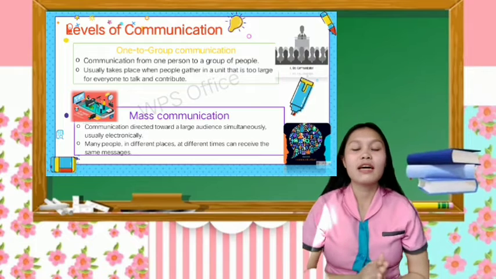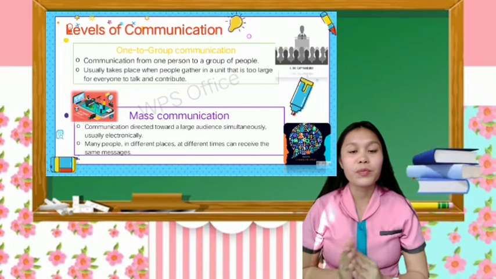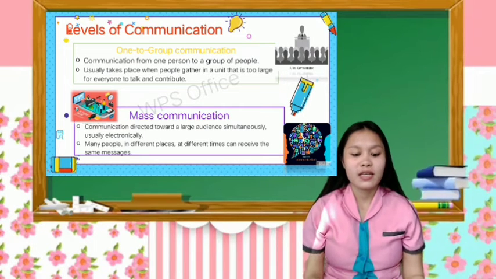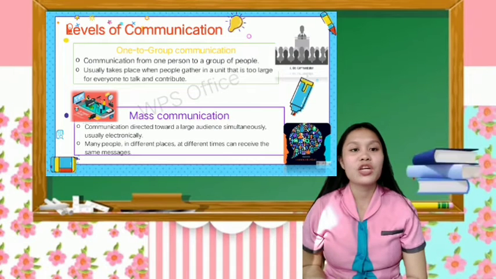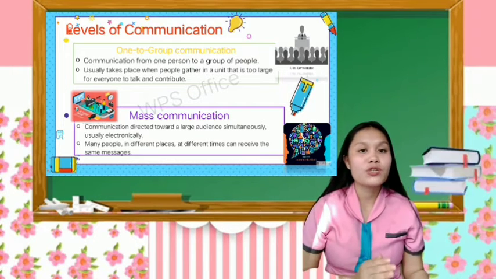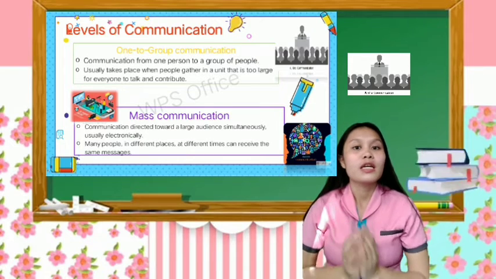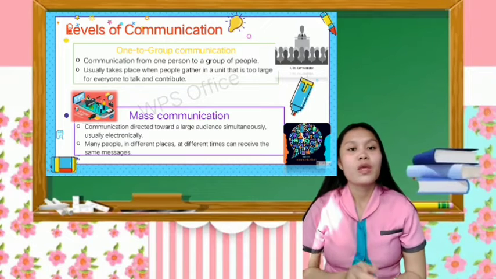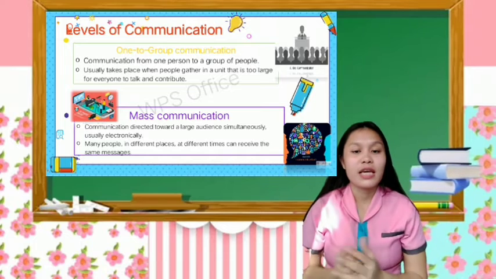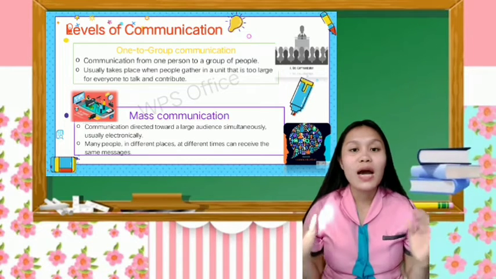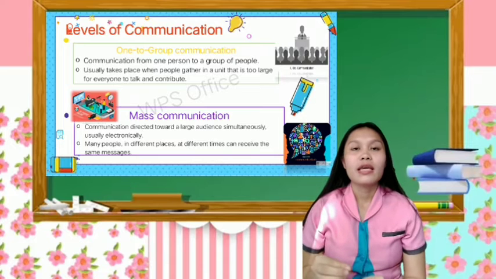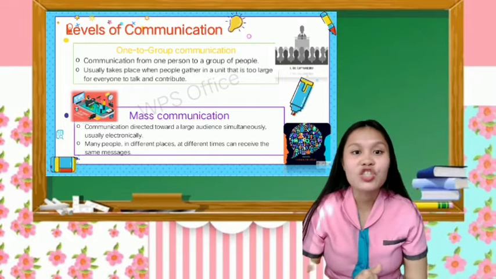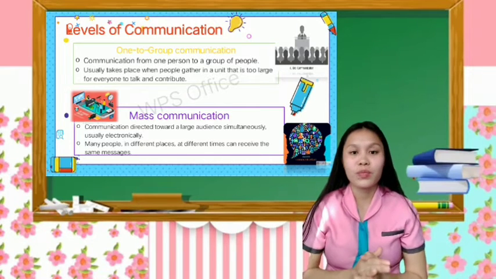The next level of communication is one-to-group communication, or public communication. That one is the best example. This communication is from one person to a group of people. Any kind of speech falls into this category. So any speeches you give in a crowd, or a pastor giving a sermon, or a campaign speech, those are all one-to-group communication.